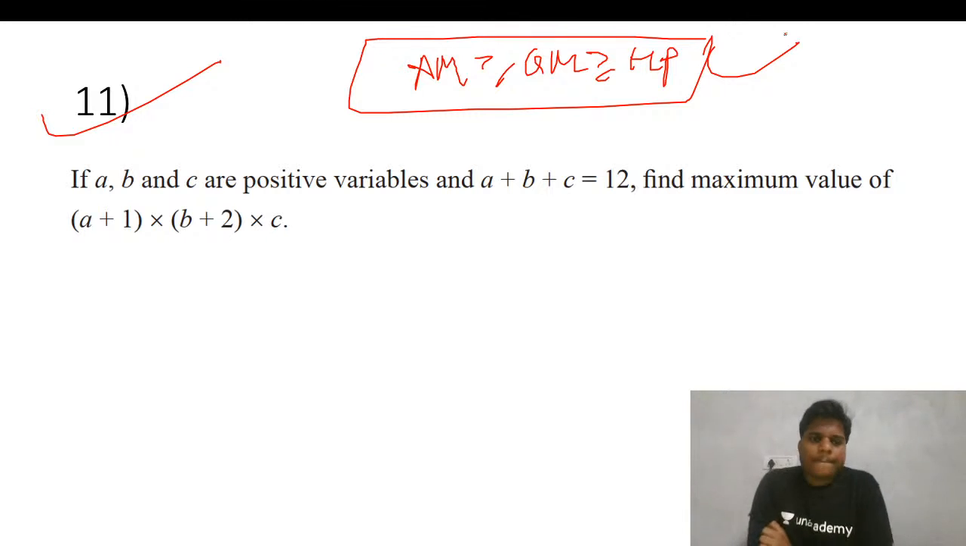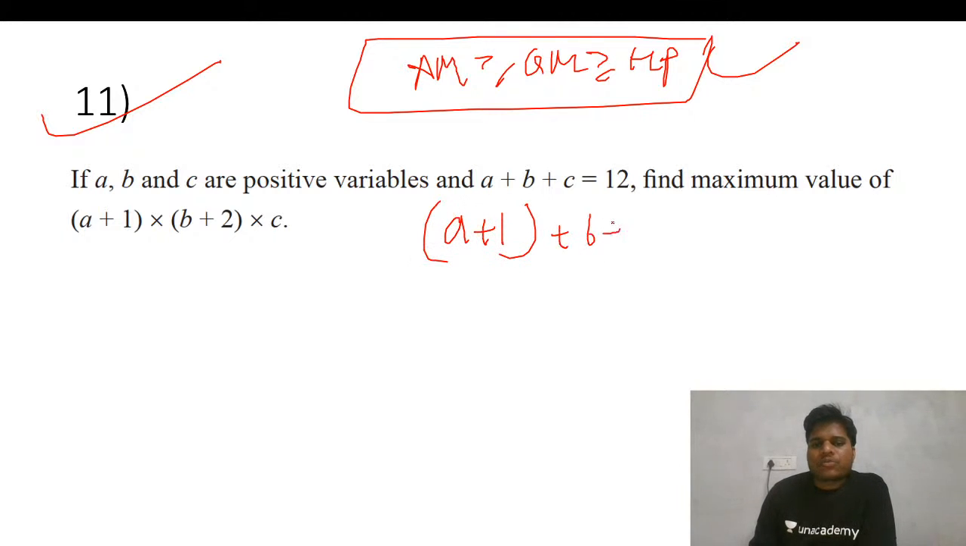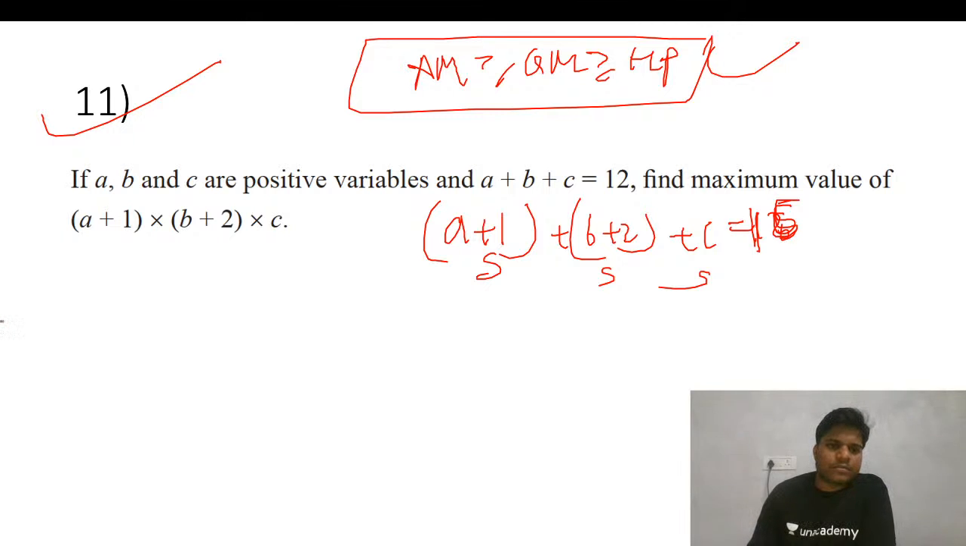This is a simple one. If a, b, c are positive variables, a plus b plus c equals 12, find the maximum value of this expression. Okay, let's discuss, because I hope you all know this thing. So a plus 1 this side, and b plus 2 this side, and plus c equals 12. So this becomes 15 here. So 5, 5, 5, 125. Guys, 125 is the answer.